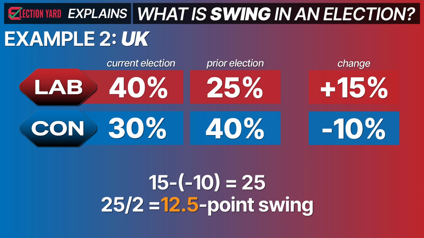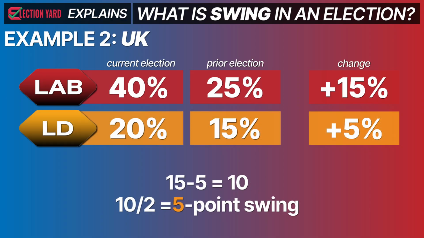You can calculate swing between any two parties, in fact. Let's take Labour versus Lib Dem. We've already established that Labour gained 15 and the Lib Dems in this example gained 5. So back to the simple equation, 15 minus 5 equals 10, and then half of that is 5. The swing from Lib Dem to Labour was just 5%, much smaller than the 12.5 from Tory to Labour.